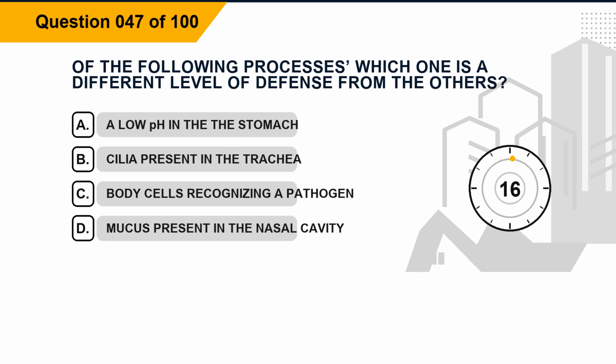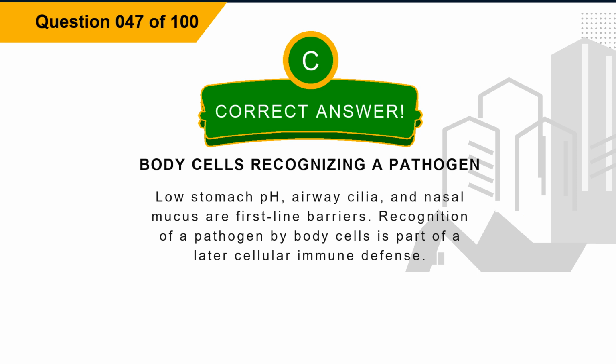Question 47. Of the following processes, which one is a different level of defense from the others? Option A, a low pH in the stomach. Option B, cilia present in the trachea. Option C, body cells recognizing a pathogen. Option D, mucus present in the nasal cavity. The correct answer is option C, body cells recognizing a pathogen. Explanation. Low stomach pH, airway cilia, and nasal mucus are first-line barriers. Recognition of a pathogen by body cells is part of a later cellular immune defense.